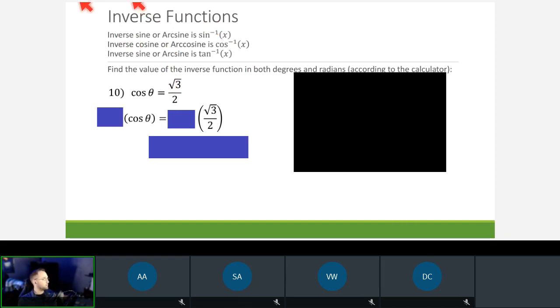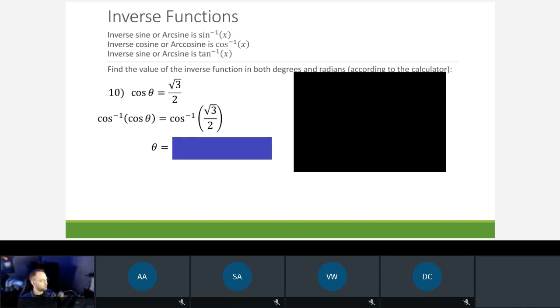Well, I think back to geometry. To get rid of cosine in front of the theta, we have to inverse cosine both sides. So that's what we do. Inverse cosine of cosine, they more or less cancel out, and we're left with just theta. So everyone type it in. Whether you're in degree or radian mode doesn't matter, because the directions say both answers.